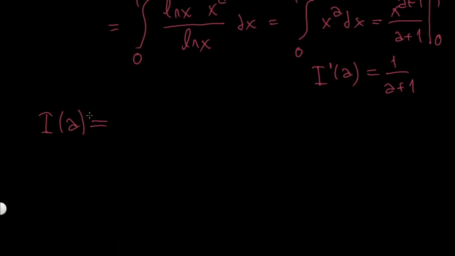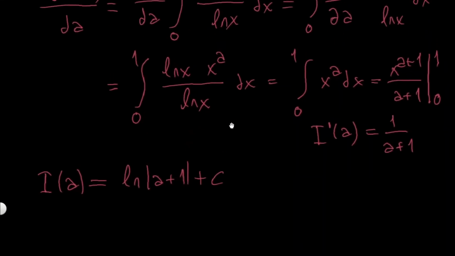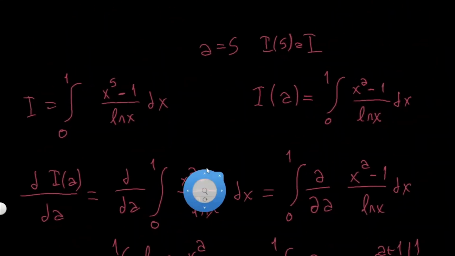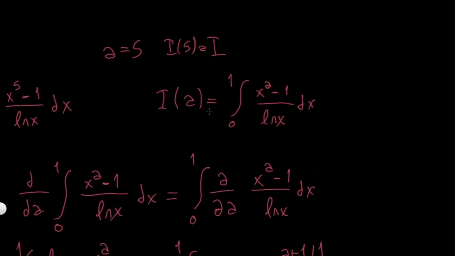Let's see how we can find I of a. If I integrate both sides, this is ln of a plus 1, plus c. The problem is the plus c, because if I just put in 5, I will have ln 6, but I also have plus c. So let's see how we can find this c. Is there any value of a for which I know I of a?